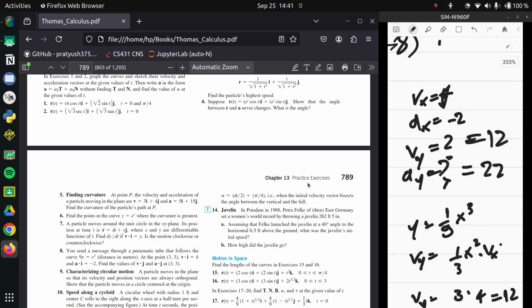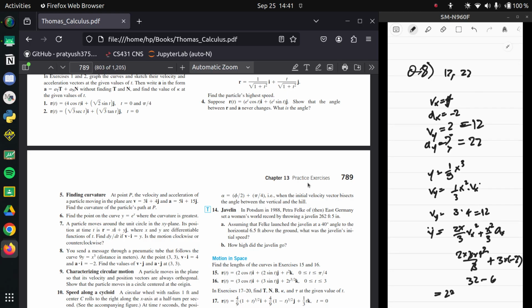Let's try (12, 22). I'm just hoping what I'm doing is actually correct, just to be sure. This is 3. Okay, so vy is okay. This is fine. Okay, next.